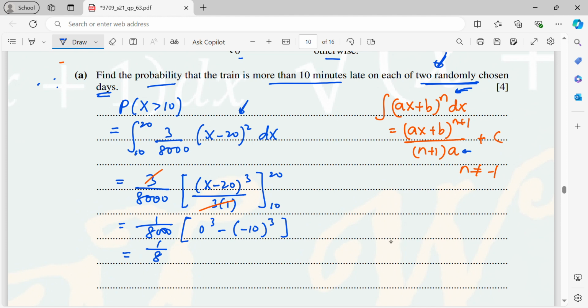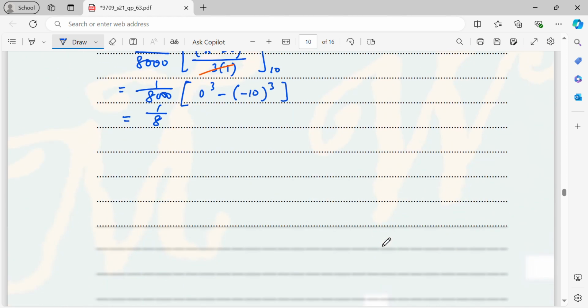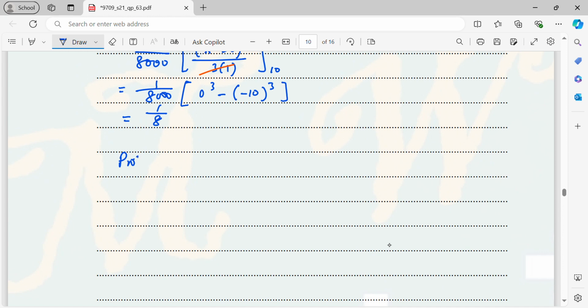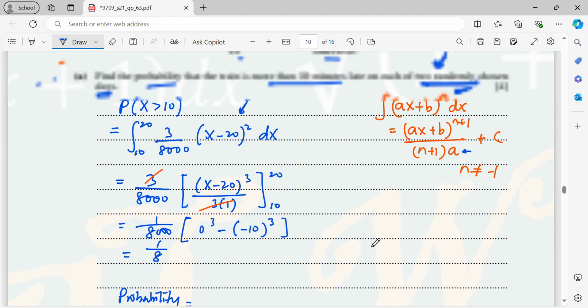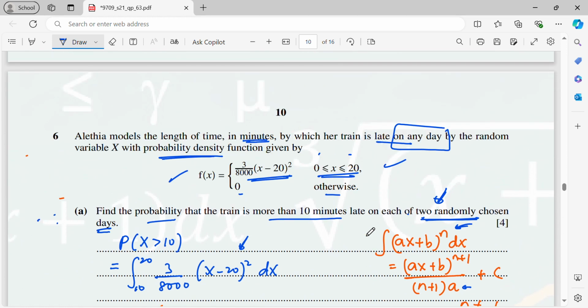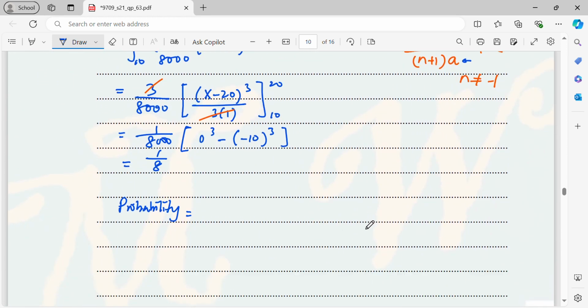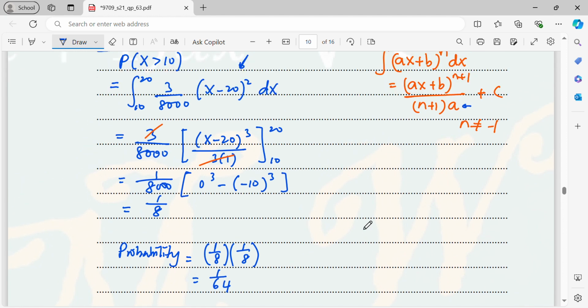And now it's mentioned that it is late on each of 2 days. So therefore, for the probability, we know that the days will be independent, right? So it will be 1 over 8 for the first day and another 1 over 8 for the second day. Therefore, you are getting a probability of 1 over 64. So this is for 2 days.